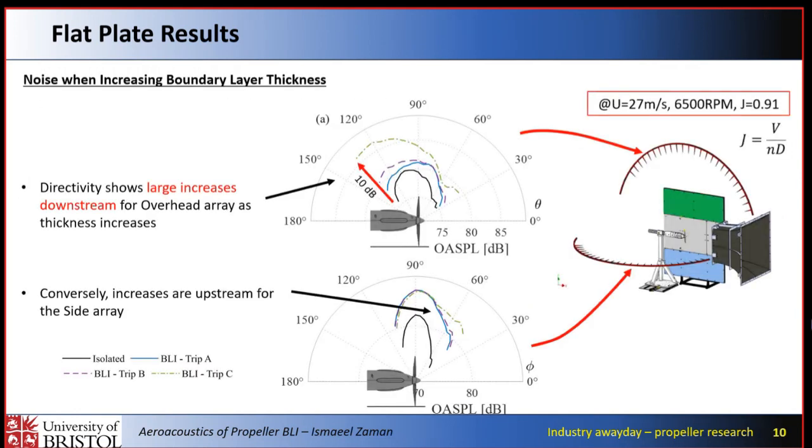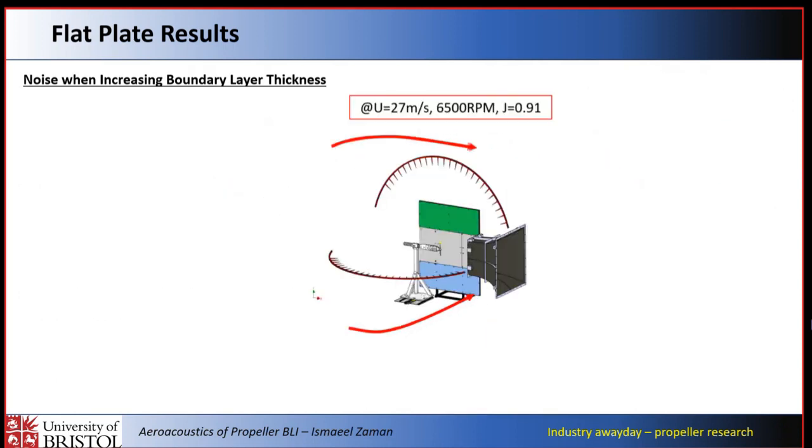And indeed we do. This is the directivity patterns from both arrays showing OASPL. If you look at the black line, that is the isolated propeller case without the plate, without ingestion, and the lines as you go progressively louder are our increased ingestion, increasing boundary layer thickness. For the overhead array, this translates to a large increase in noise, particularly downstream. Whereas in the side array, this increase is not really seen, but we do see something upstream. So we have two hotspots here: one in the downstream portion of the overhead array, and the upstream portion in the side array. So let's look at the spectra in these two locations.